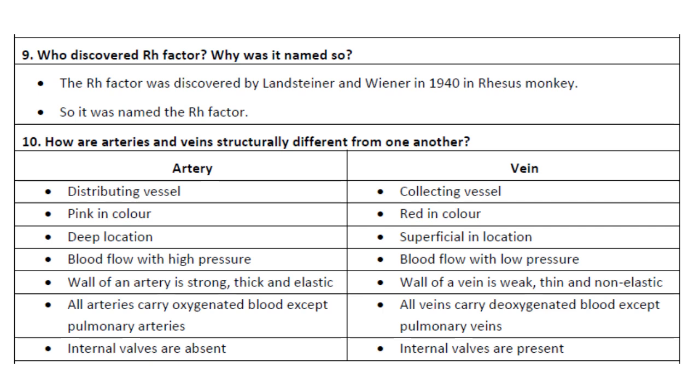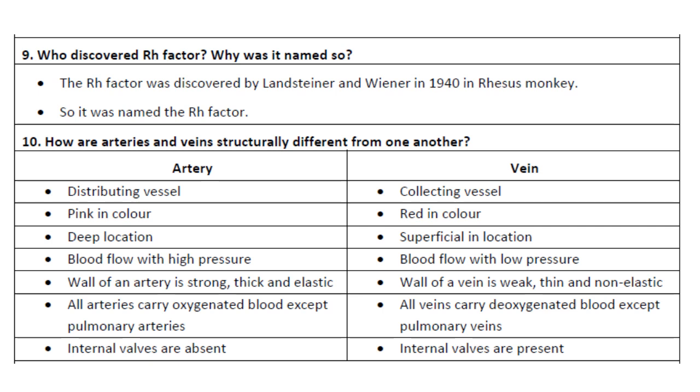Artery: distributing vessel. Vein: collecting vessel. Artery: pink in color; vein: red in color. Artery: deep location; vein: superficial in location. Blood flows with high pressure in arteries. The wall of an artery is strong, thick and elastic. The wall of a vein is weak, thin and non-elastic.